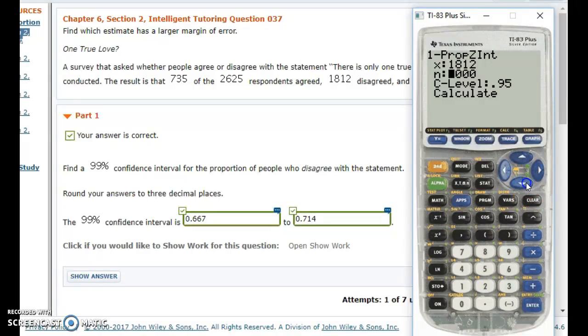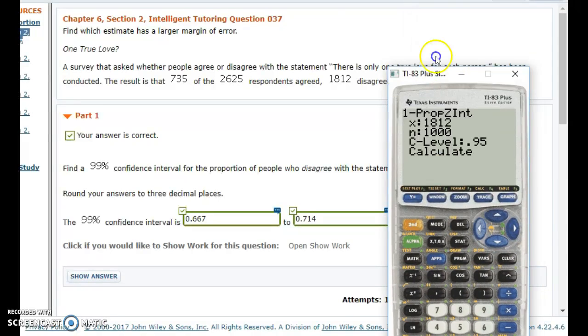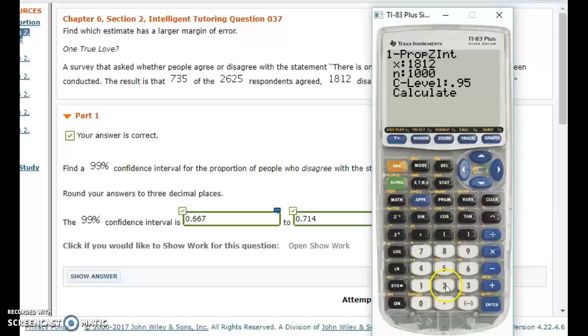So I can just put in the numbers out of the, let's see, 2, 6, 2, 5. And then I can just change this to a 99% confidence interval and say calculate. And so you can see that I've got the 0.667 and 0.71, and then I rounded it to 4.